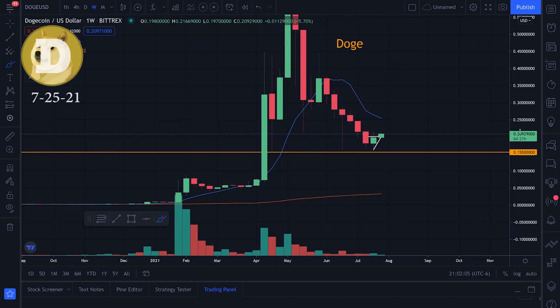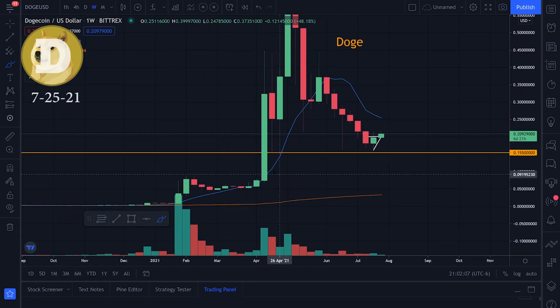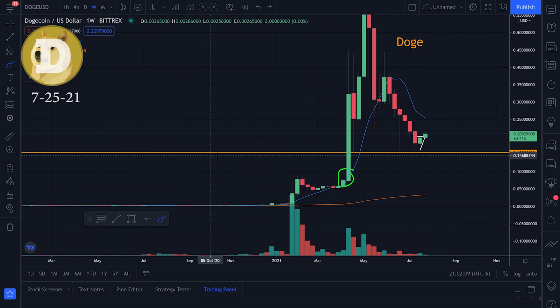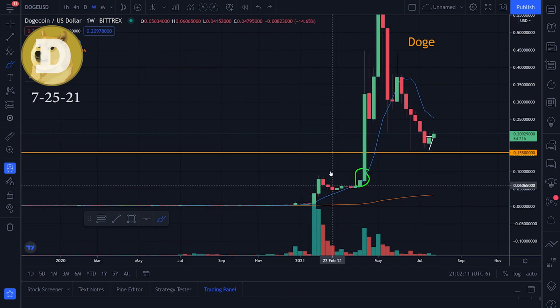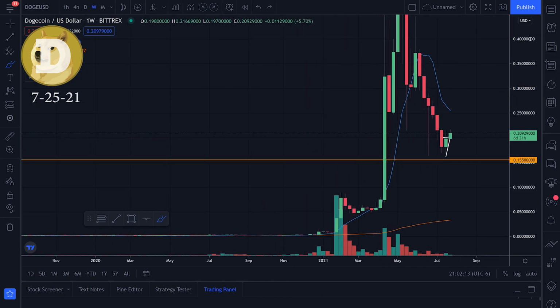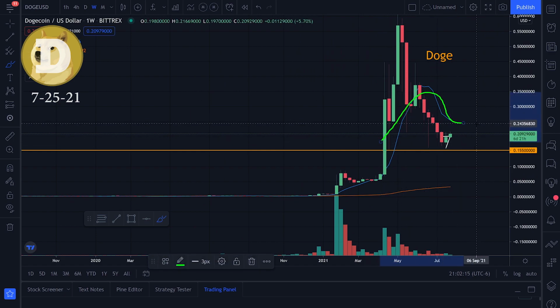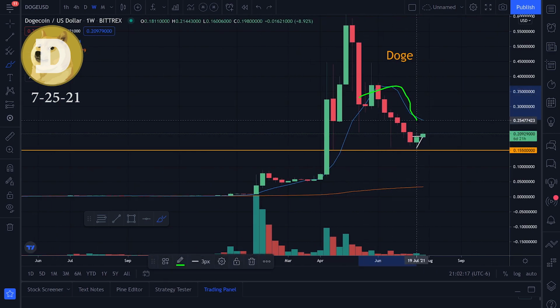I mean, look at the past: when we break above these moving averages, that's when we really start to get our really good pumps. So, Bitcoin just broke above this weekly moving average. Let's see if we can do the same thing on Dogecoin.